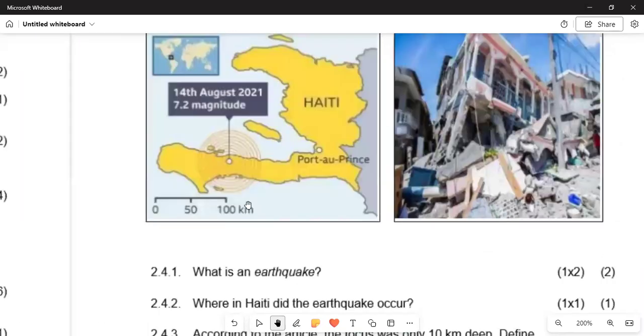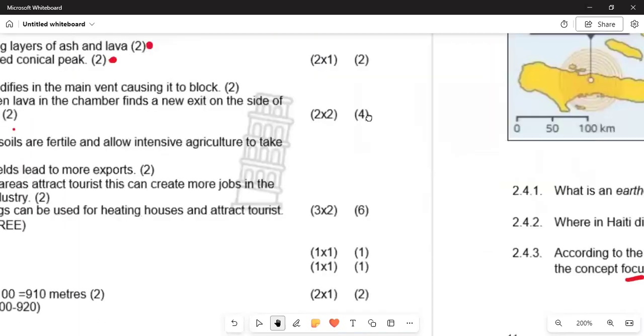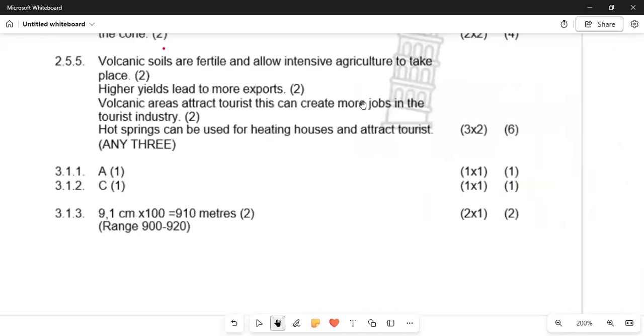We are saying, number 1, the volcanic soils are fertile and they allow intensive agriculture to take place. So where there is volcanic soil, the agricultural practices will be conducive. The higher yields lead to more exports. This can create more jobs in the industry, in the tourist industry. And lastly, the hot springs can be used for heating houses and for tourism.